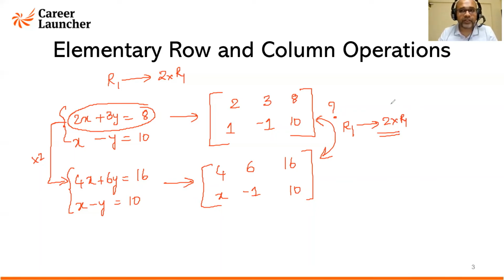So where are column operations used? They will be used in finding identity matrices, in Gauss-Jordan elimination. These are processes which we will learn at a later point in time. There we use column operations, right? The last part is addition of rows and columns.